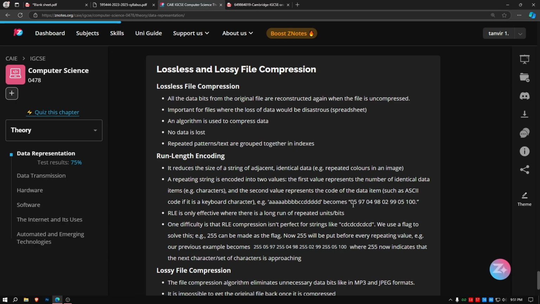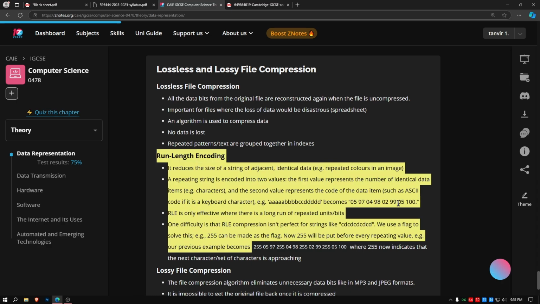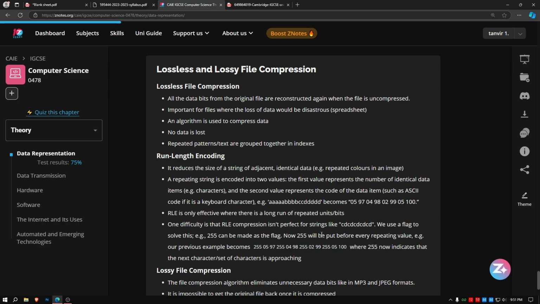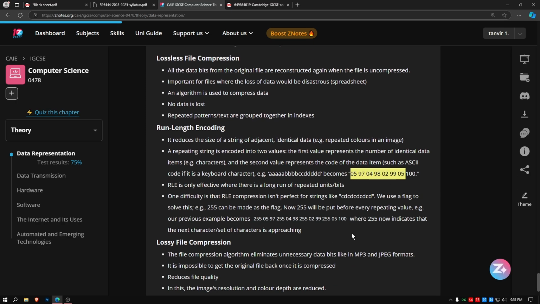So it is compressed in the sense that it is 5 characters of 97. 97 is A, then 4 characters of 98. 98 is B, then 2 characters of 99, which is C. So A, B, C. This long thing is converted into a few numbers. And so this is basically run length encoding. Repeated characters are identified and grouped together. You can read the whole thing if you want, but I'm giving a short explanation that repeated things are identified and put into indexes.